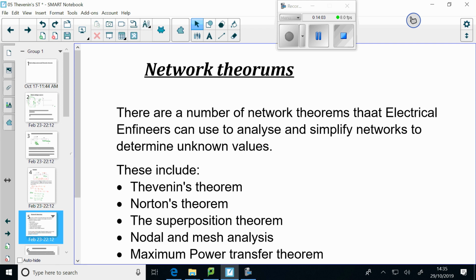This one we're going to do today is of particular interest if you want to know how a network is going to act for a number of different values of load resistance. You can simplify the circuit, do the difficult calculations once, and end up with a simplified circuit. Then you can put any load resistor in and calculate what current will be delivered to that load with a much simpler circuit. So that's one of the great values of Thevenin's theorem.